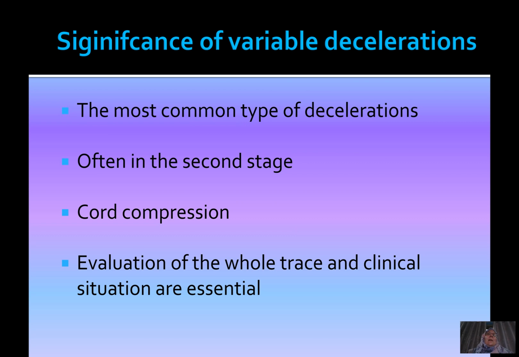So variable decelerations, just to finish, we'll see some pictures later on in my CTG examples, but I just want to say that variable decelerations are decelerations that are not connected to the contractions. They appear anytime, and they come and go throughout the trace. So they have no relationship to the contractions.